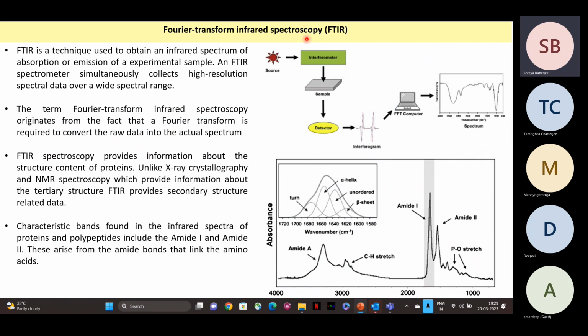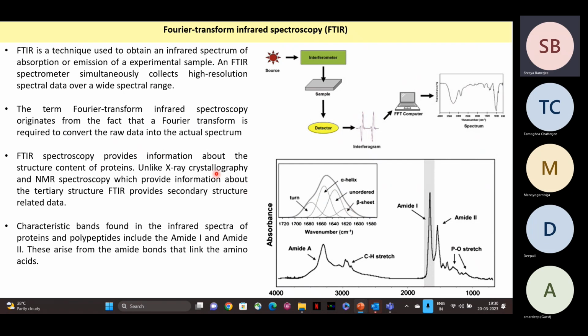A special kind of IR, which is generally used in the laboratory, is called Fourier transform IR spectroscopy, or FTIR. So in FTIR, what happens? There is a Fourier transformation to convert the interferogram or the raw data into the actual spectrum that we observe. The advantage of FTIR is that compared to normal IR, the resolution is very high and a large spectral range can be collected. So FTIR provides information about the secondary structure of the proteins.